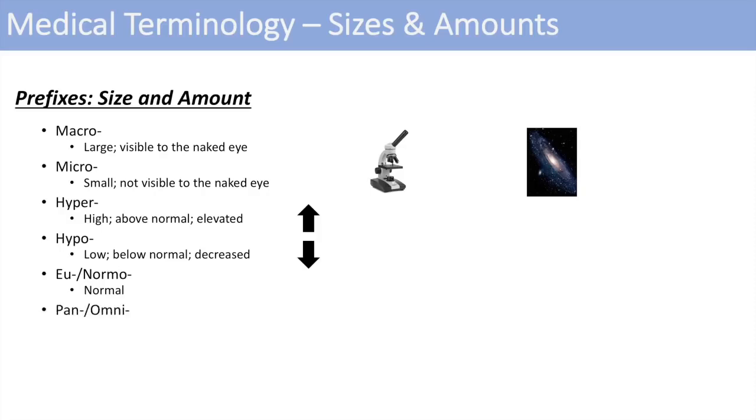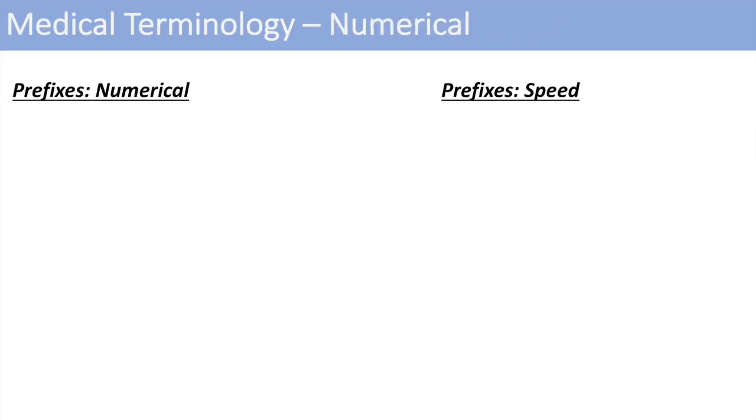Another term is pan or omni, and that just means all. You can think of omnipotent, all-powerful, panorama. It's a term that encompasses all of something. Another prefix would be a or an, which just means absent or lacking. The prefix megalo also means large or larger than average.